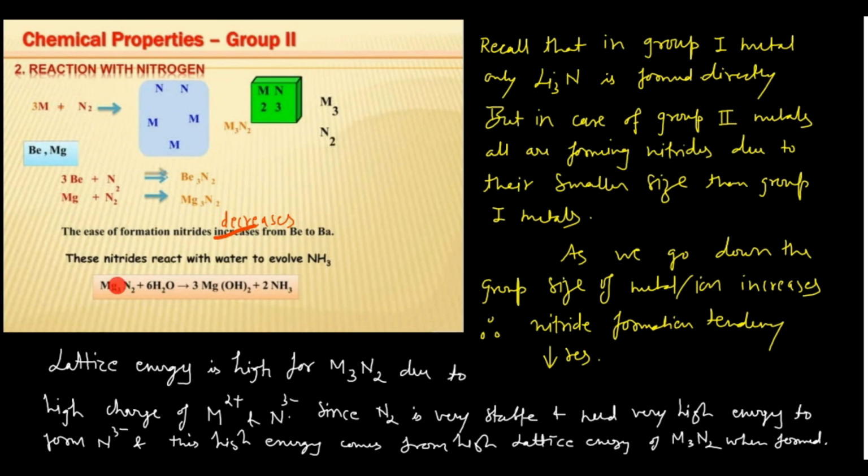When these nitrides are dissolved in water, they form the hydroxides, especially magnesium hydroxide, and they liberate ammonia. So whether you do the reaction with this one or with calcium nitride, it will always evolve ammonia, and the metals get dissolved in the water to form the basic hydroxides.